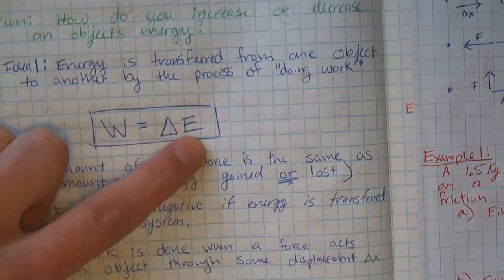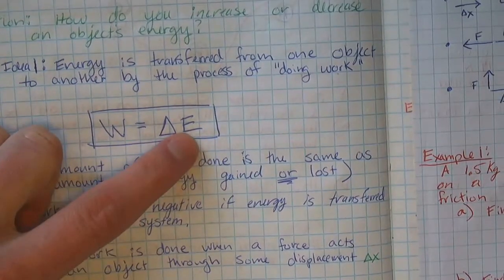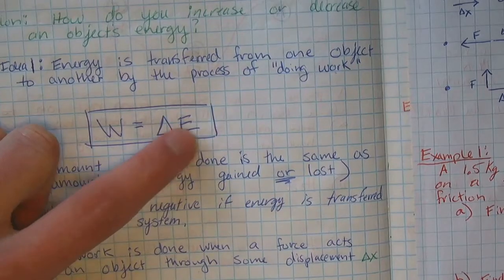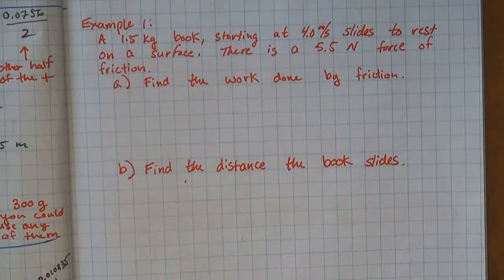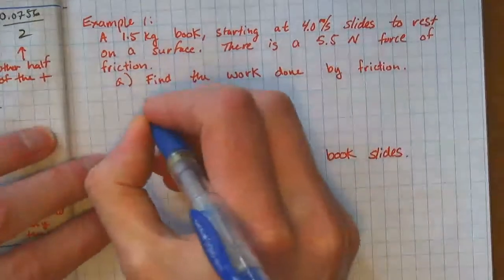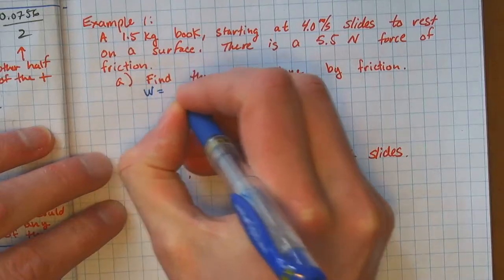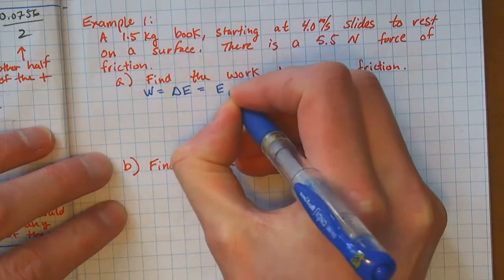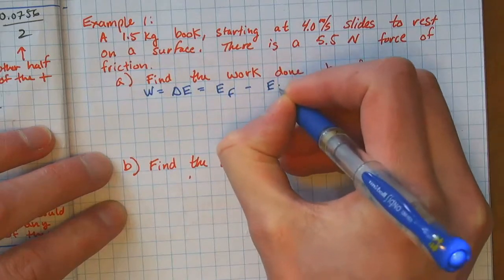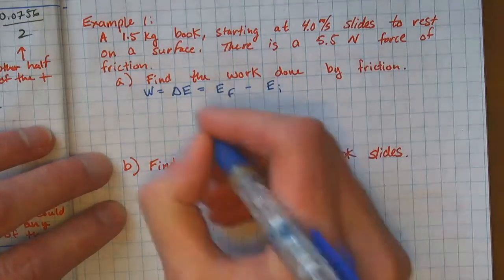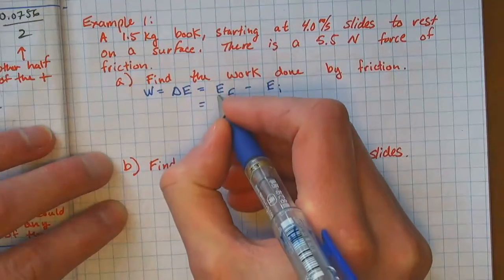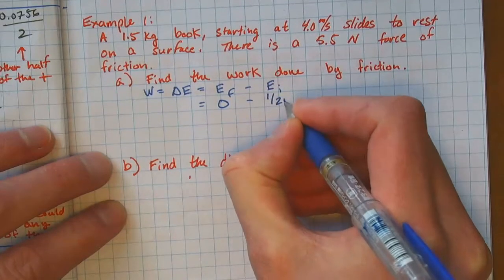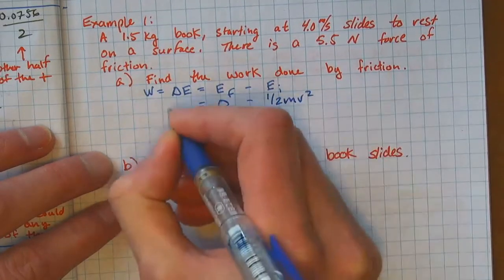Remember that work is equal to change in energy. We know what the initial energy is, and we know the final energy is 0. So we know that work is equal to delta E. And we know that delta E is equal to final energy minus initial energy. So our final energy is 0 because we're not moving, and our initial energy is 1/2 mv squared.